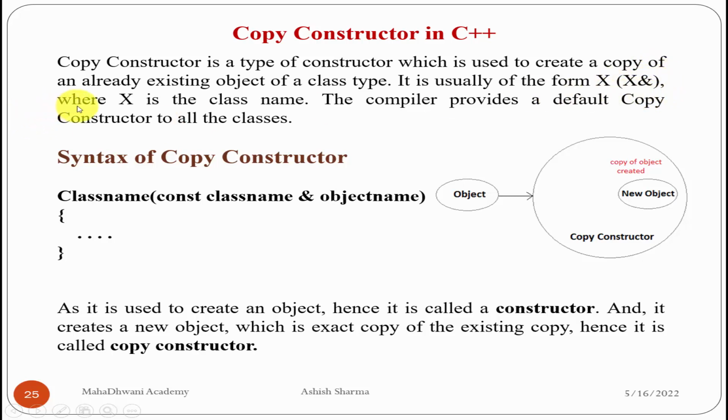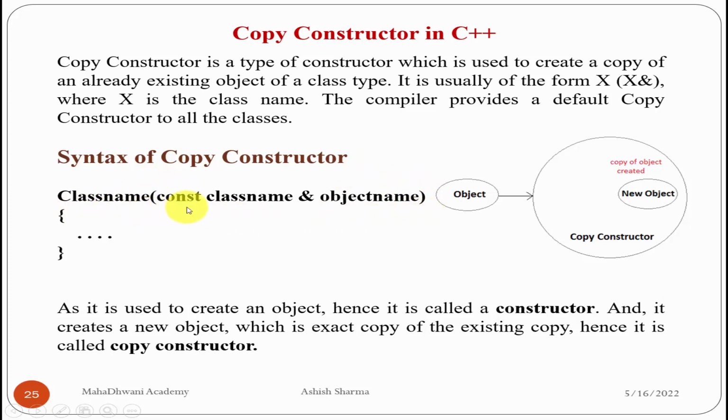Where X is a class name, the compiler provides a default copy constructor to all the classes. The compiler will always have a default copy constructor for all the classes. Whether you write source code for the copy constructor or not, your compiler provides a default copy constructor to all the classes. So now the syntax of the copy constructor: number 1, the class name. Number 2, in the class name we have a parameter.